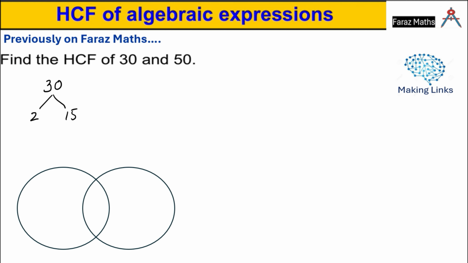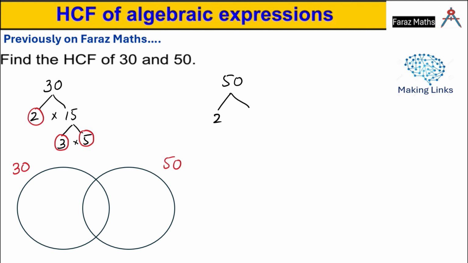2 times 15 is 30, and then you can break 15 into the prime factors. 3 times 5 is 15. Now encircle the prime factors 3, 5 and 2. So this one is the circle of 30 and this one is the circle of 50. We can do the same thing with 50 also. Make the factor tree of 50.